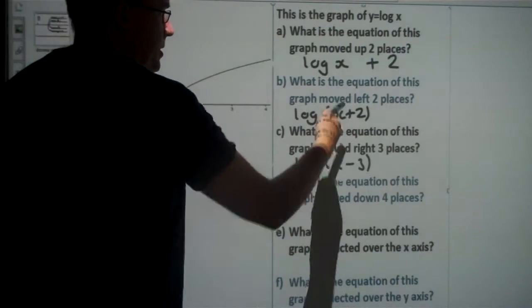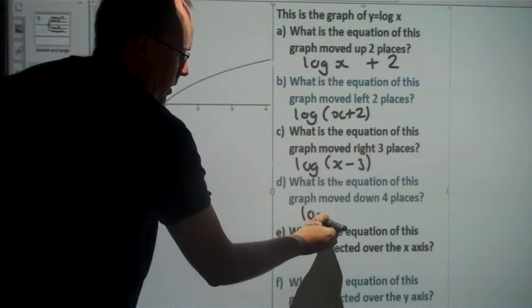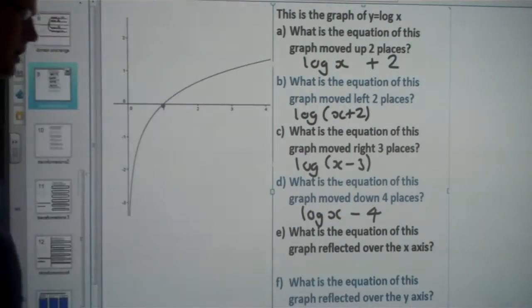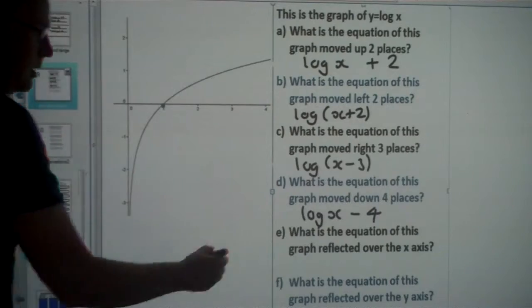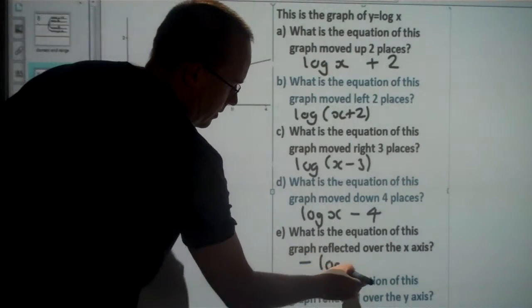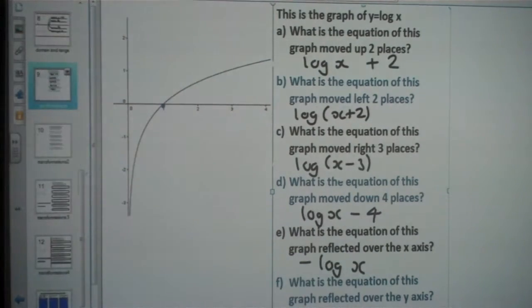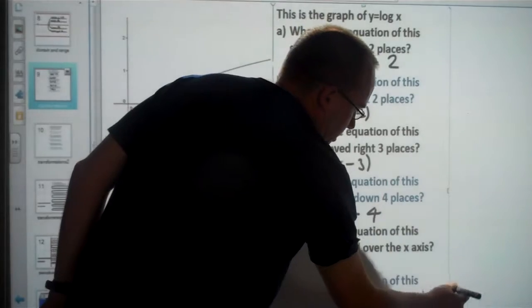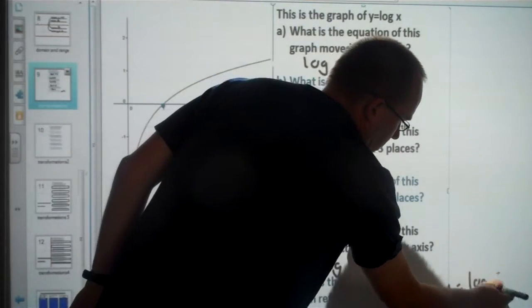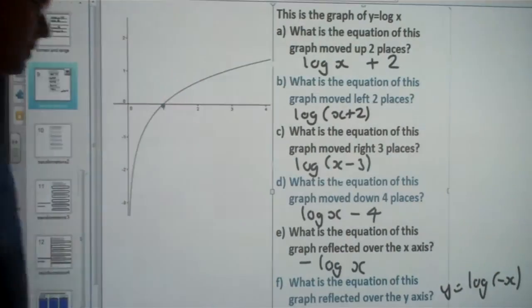Moving down 4 places, that's very similar to this one. So that's just going to be the log of x minus 4. E, what is this equation reflected over the x-axis? So that's one where we flip the graph, so that just becomes negative what we started with. Reflected over the y-axis, this is one that most people forget. This is one where you replace x by negative x, so it would be y equals the log of negative x.